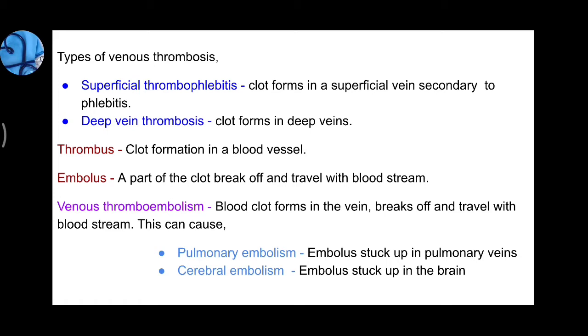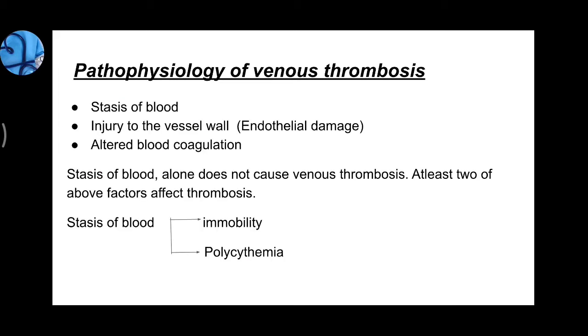Now, let's discuss the pathophysiology of venous thrombosis. Here it mainly affects three factors: stasis of blood, injury to the vessel wall, that means endothelial damage, and altered blood coagulation. Actually, stasis of blood alone does not cause venous thrombosis. At least two of the above factors should be involved. Now let's focus on each factor one by one.